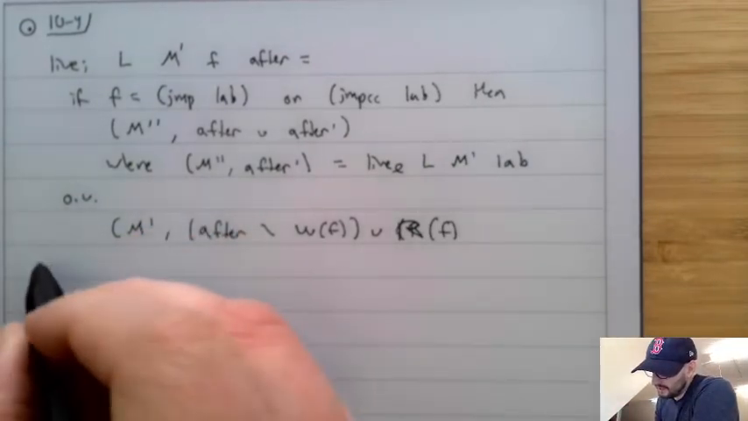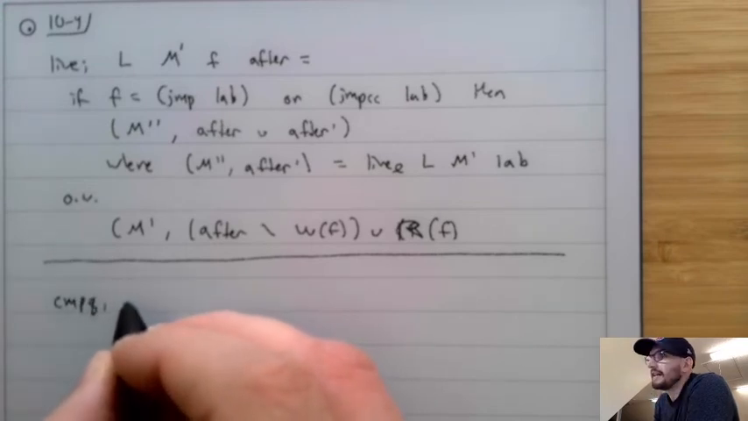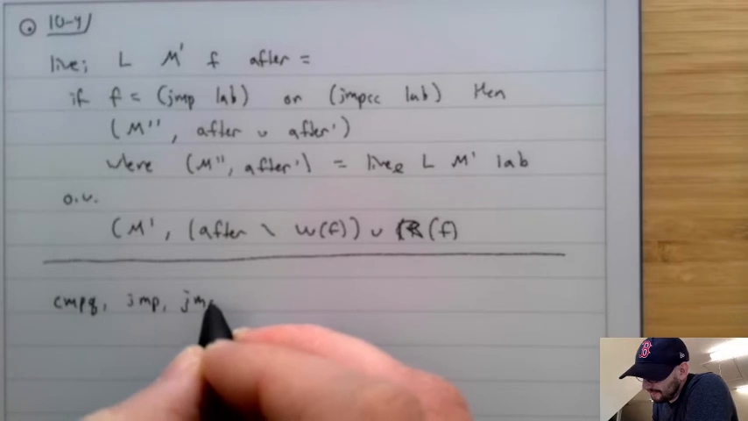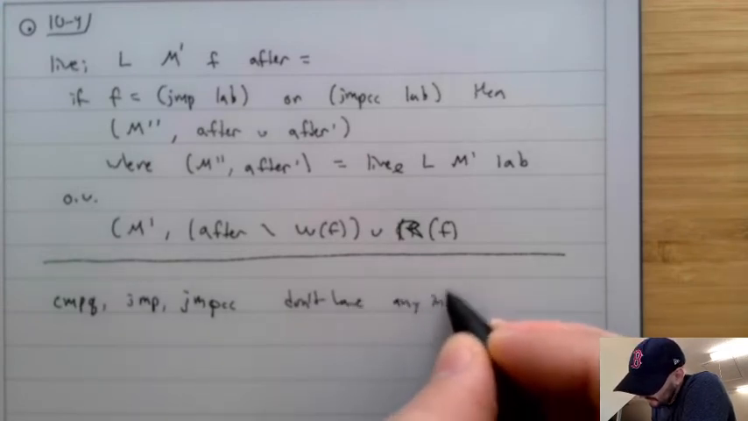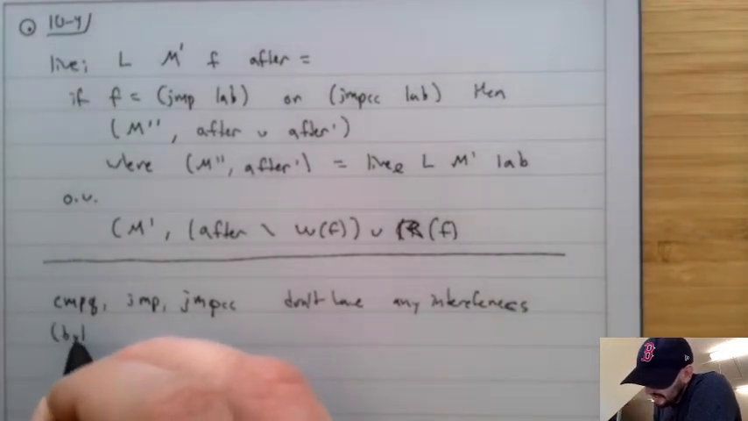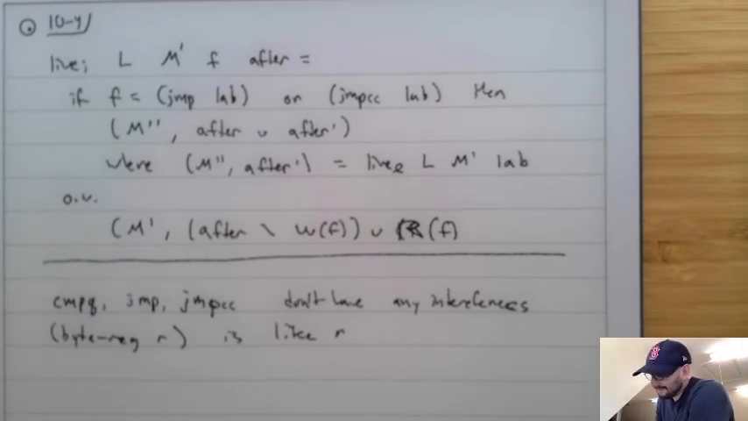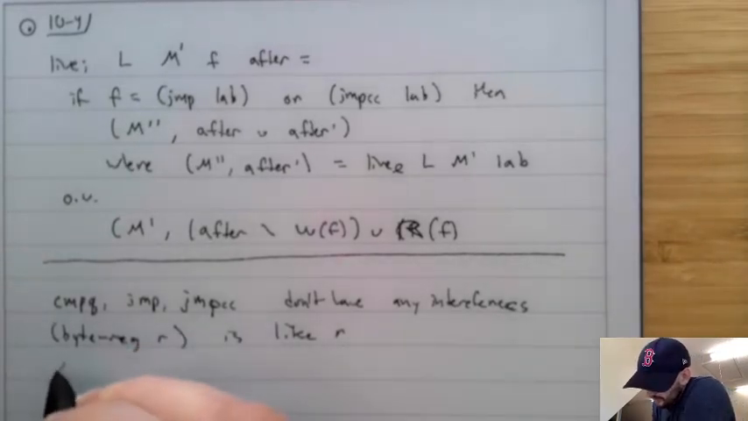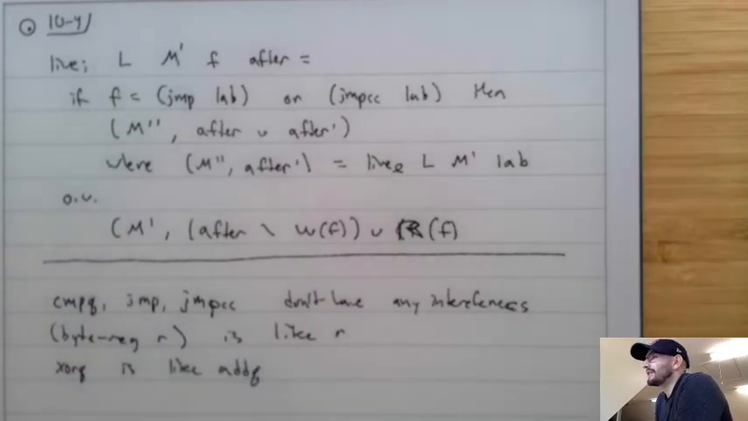So let's see. Yeah, let's talk about what conflicts, what interferences get generated. So compare Q and jump CC, they don't have any interferences because they don't modify anything at all. When you're computing interferences, byte register R is like the register R. It's not its own thing, because if you write to AL, that's like writing to RAX because it clobbers the whole thing. Or Q, yeah, XOR Q is like add Q. And I think that's it.